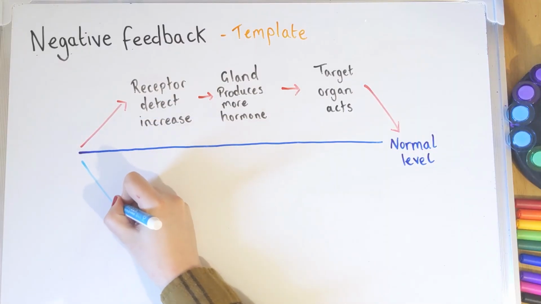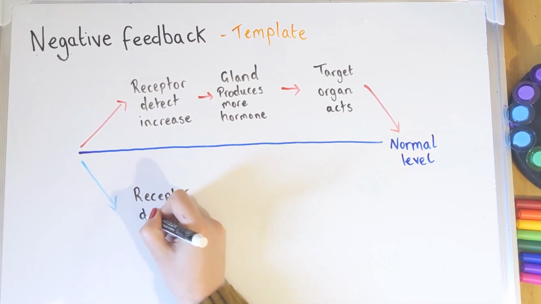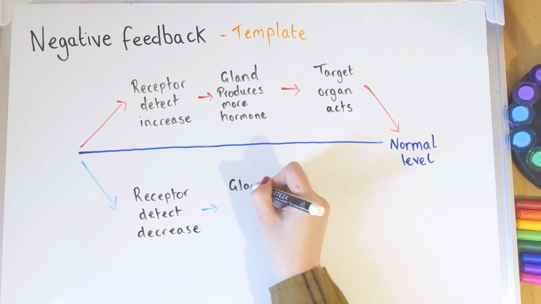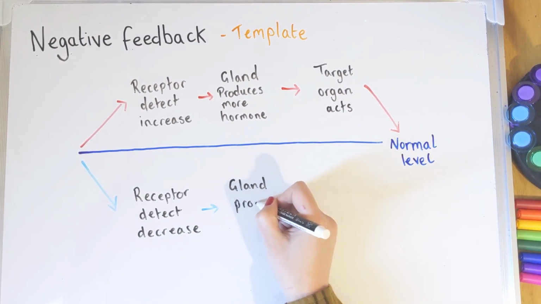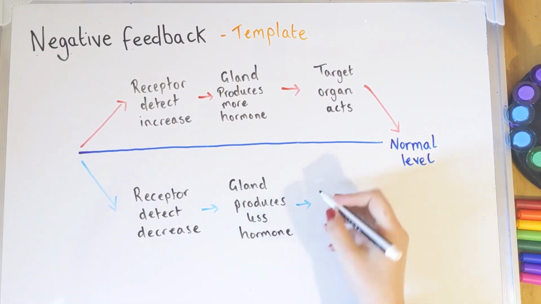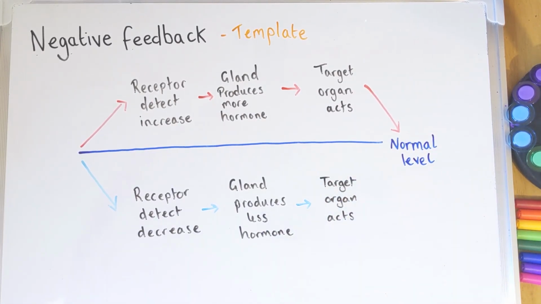Going in the other direction then, if the level goes down from normal, again, you're going to have a receptor detecting the decrease this time. The gland will then produce less of a hormone, the target organ will act, and then the level will come back to normal. And again, let's apply this to glucose. So glucose levels go down, the pancreas detects the decrease. This means it will start to produce less insulin and more glucagon. The target organ will act, so the liver and muscle cells will this time turn that glycogen back into glucose and release it into the blood, and the blood sugar level will go up back to normal. And remember, your body is always fluctuating between going too high and too low, but it's homeostasis that keeps you on the straight and narrow.